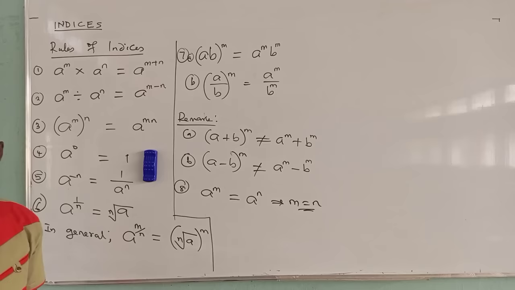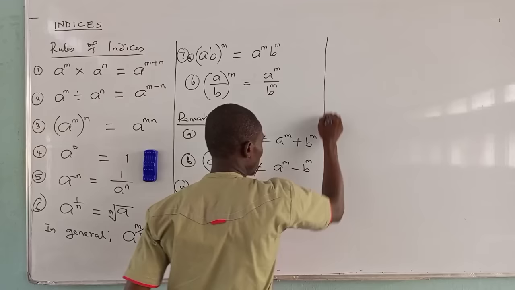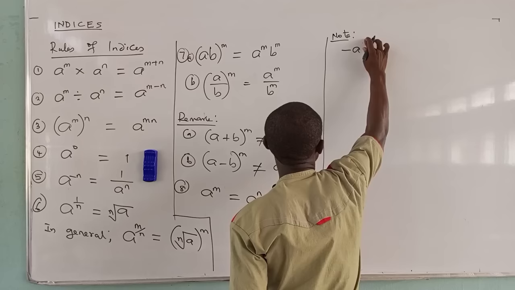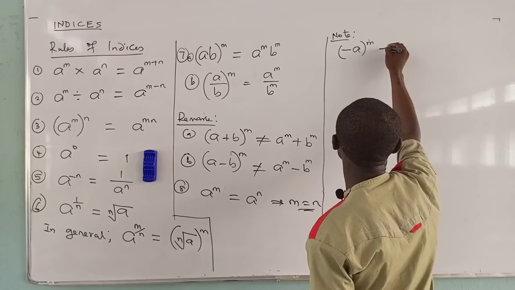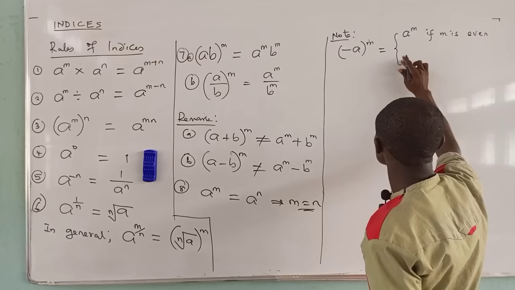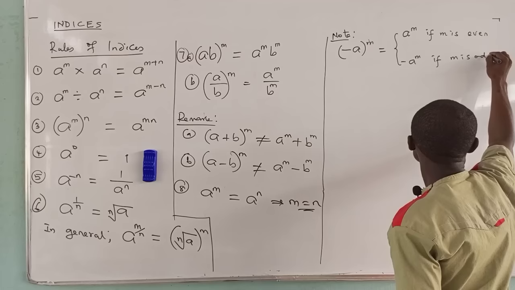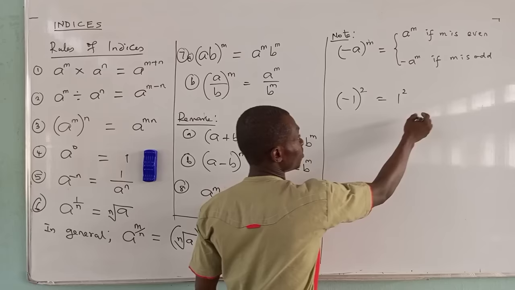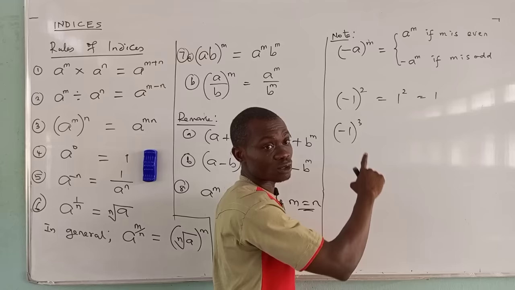But before we go to examples, please take note of this. When you have a negative a raised to a power of, say, m, this is the same thing as positive a raised to power m if m is even, and it will give me negative a raised to power m if m is odd. An example of that is when I have, for example, minus 1 raised to power 2. This is simply the same thing as 1 raised to power 2, because this will give you 1. But if I have minus 1 raised to power 3, that rule is telling us that this is minus 1 raised to power 3.